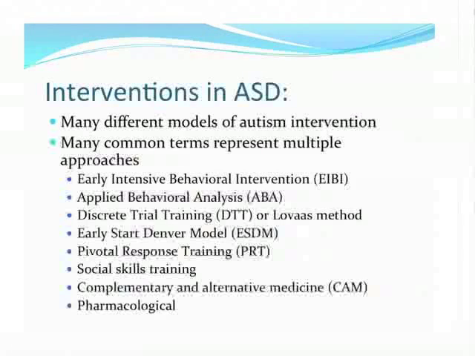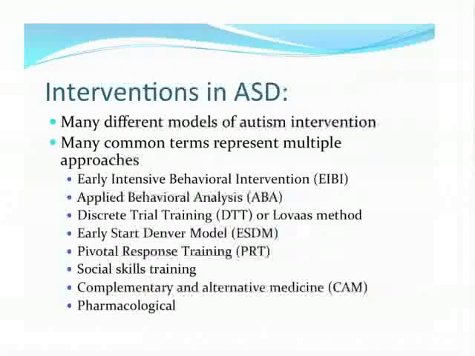So there's a number of other ABA-based models that get utilized quite a lot, not only this discrete trial training or LOVAS method. Two of the more common methods that have been utilized more recently are the Early Start Denver Model and pivotal response training. I'll talk about all three of those ABA-based models in just a second, real briefly.